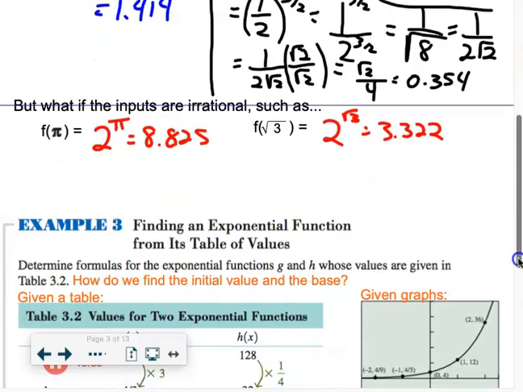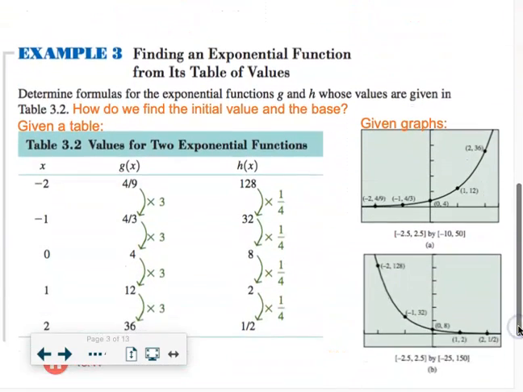So now, we had another chunk to our objective that said we had to be able to write these. And the good news is that basic exponential functions are just not that difficult to write. So finding an exponential function from its table of values, and that's what we see over here on the left-hand side: determine formulas for the exponential functions g and h, whose values are given in table 3.2. How do we find the initial value and the base given a table?